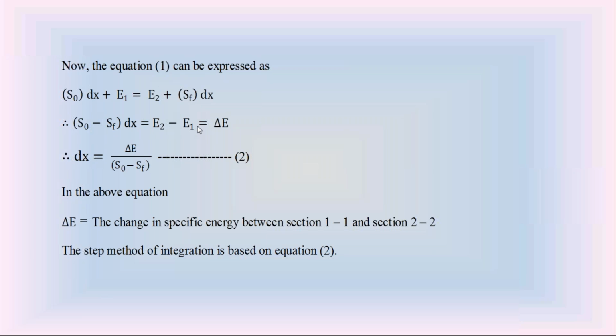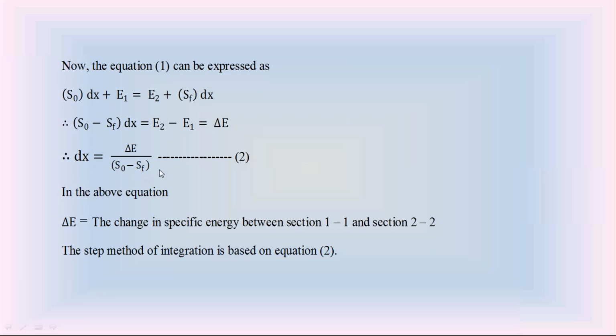E2 minus E1 is the change in specific energy from section 1 to section 2, that is equal to delta E. Delta E is the change of specific energy from section 1 to section 2. So from this equation, you will get this length dx. The length dx is equal to delta E divided by S0 minus Sf.